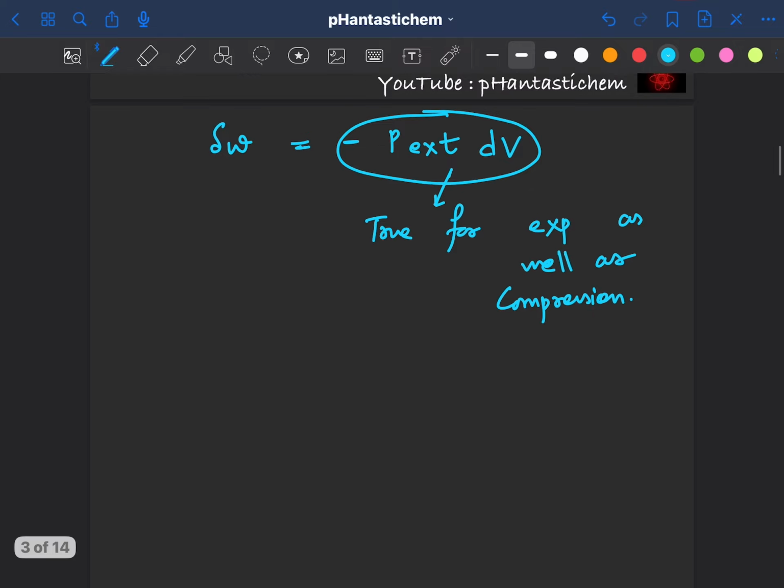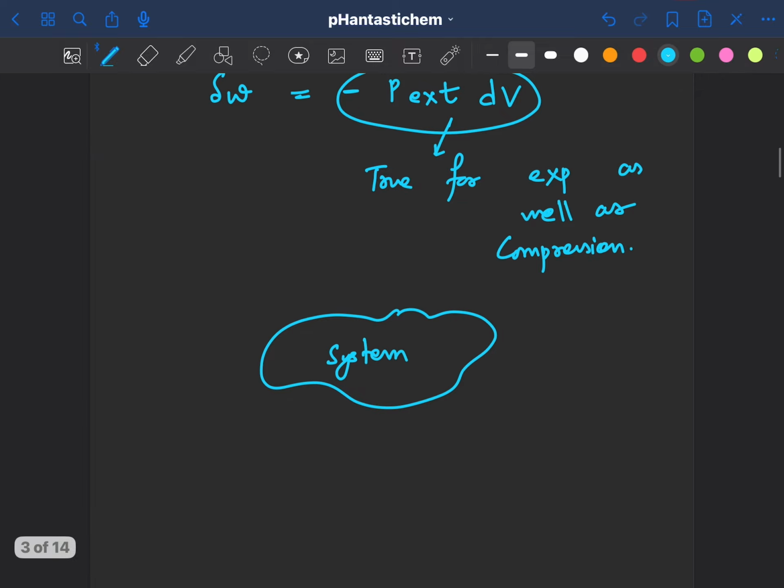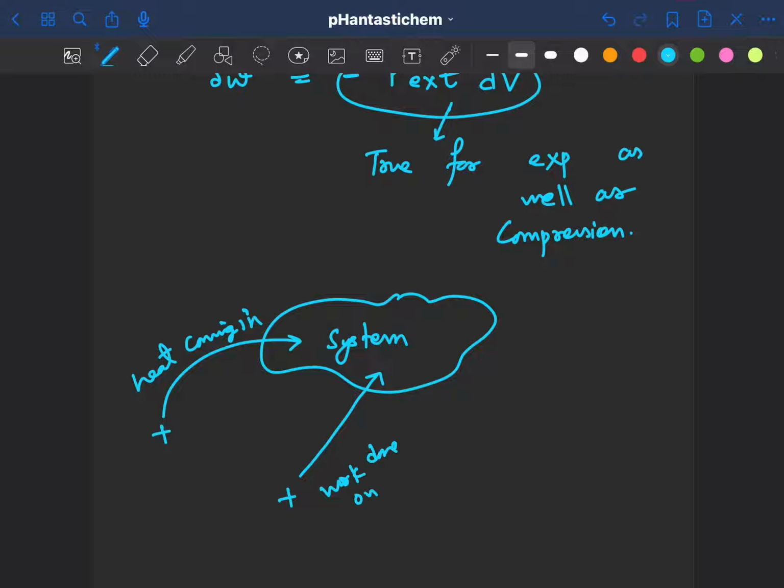Okay, so the final answer will take care of itself. For example, let's say we have a system. I'm talking about the sign convention. In the system, whatever comes in, let's say heat is coming in, or someone is doing work on the system, that is going to be positive. Heat coming in and work done on the system is positive.